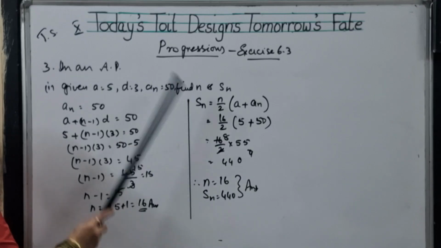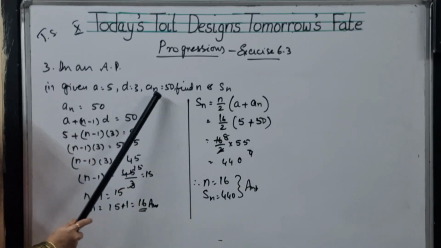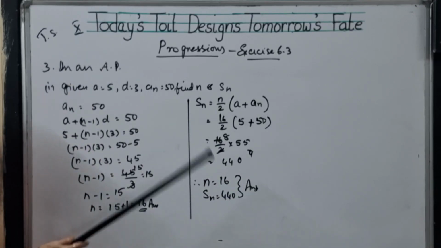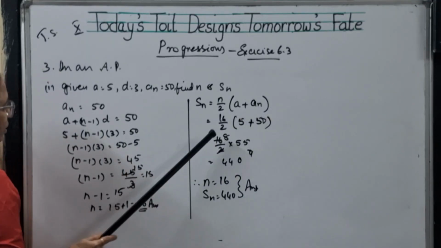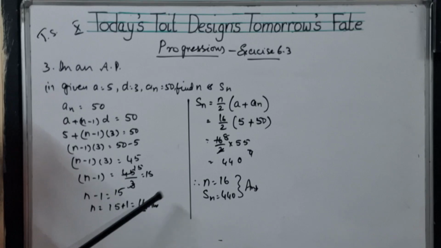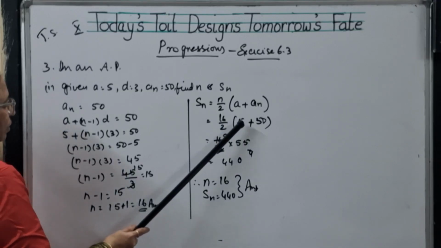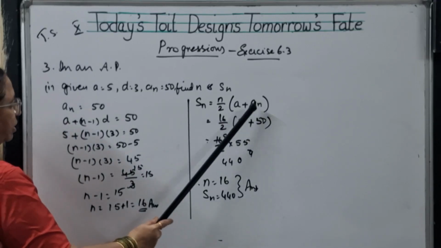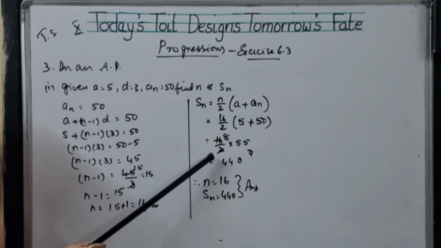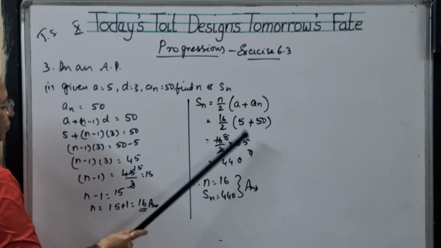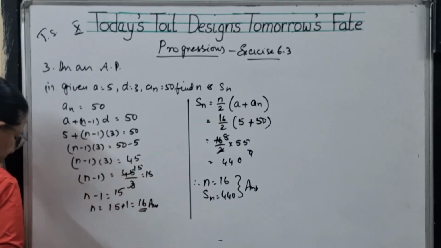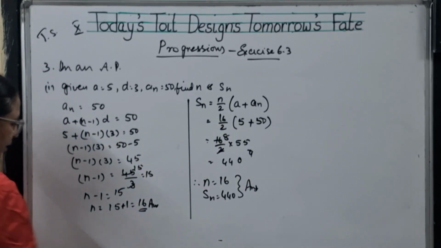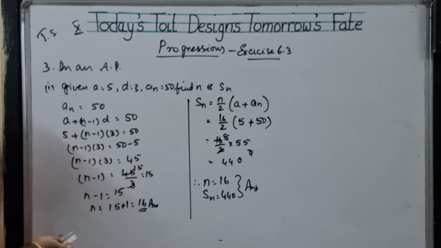Now we need to find out the sum to n terms. Since the last term is given, the formula is n by 2 into (a plus an). n is 16, we have got just now. 16 by 2 into (a is 5, they have given, plus an is 50). 16 by 2 is 8. 8 into 55 is 440. So sum to n terms is 440 and n is 16. This is the answer for this problem, children. Please note it down.